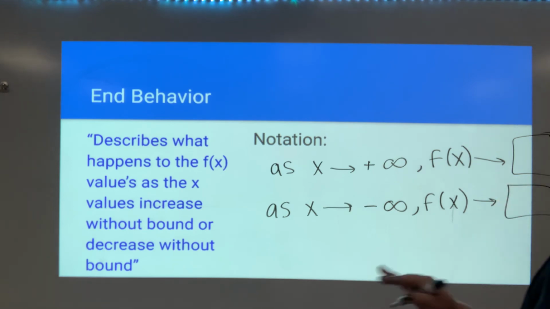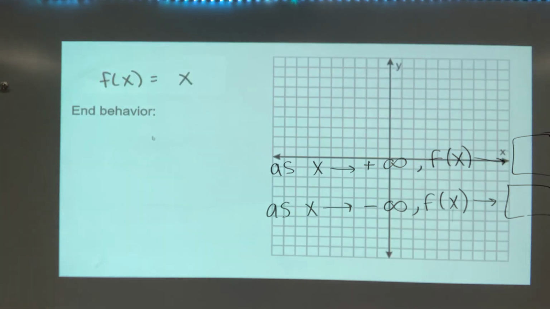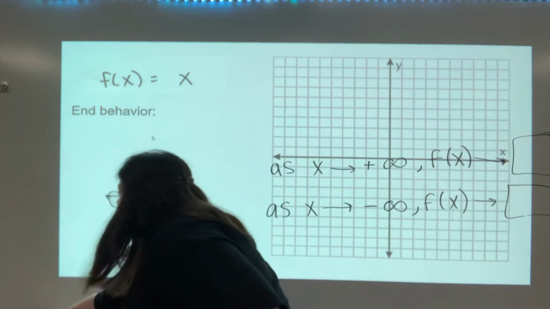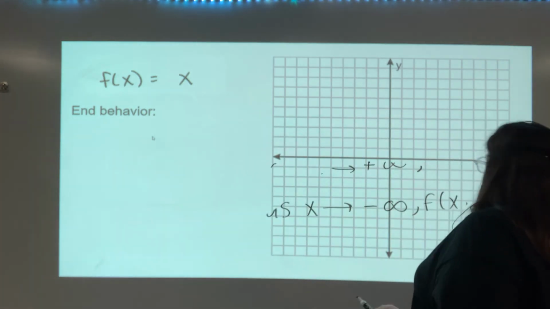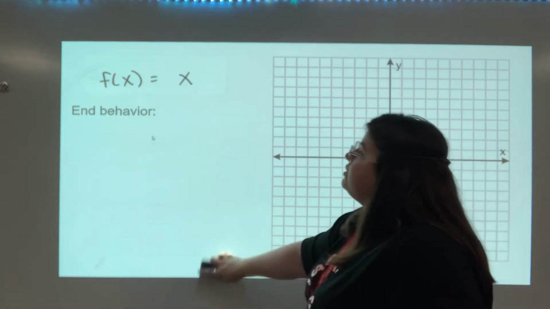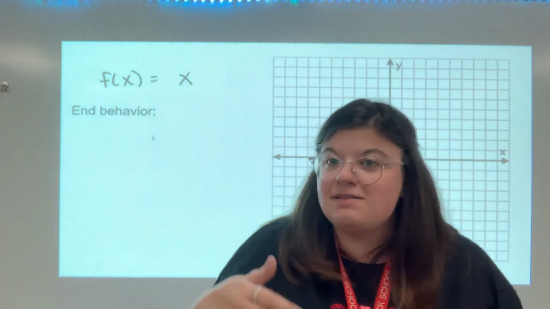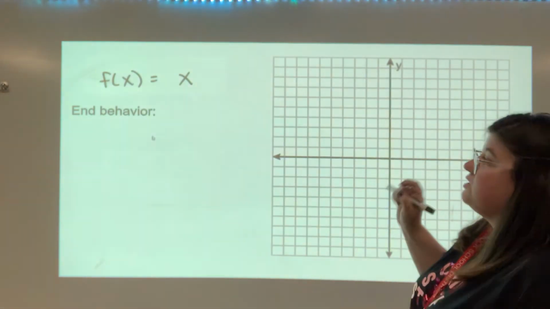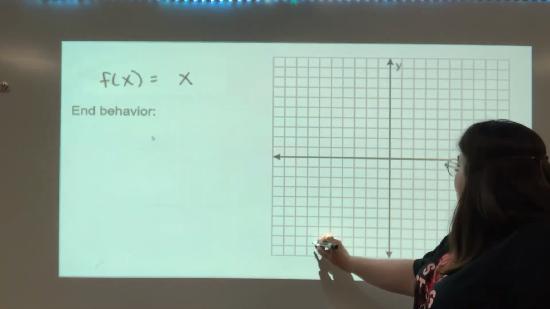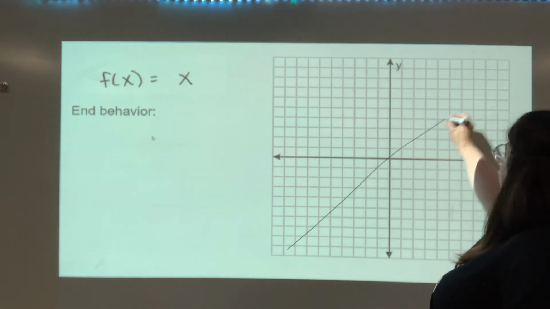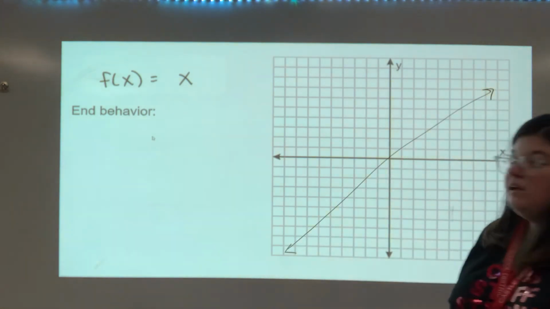So this is kind of the basic notation for end behavior. In that box, you will usually either put a positive or a negative infinity. Let's get to an example. All right. So here is my first function. It is f of x equals x or y equals x. That's just a basic line. It has a slope of 1. If I had to sketch it out, it's going to look something like that.